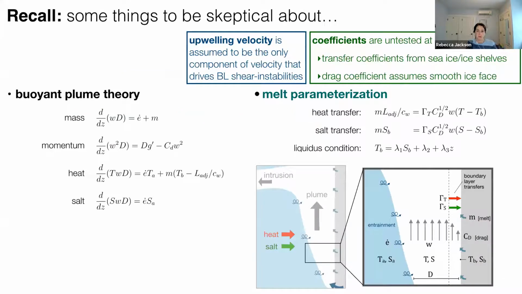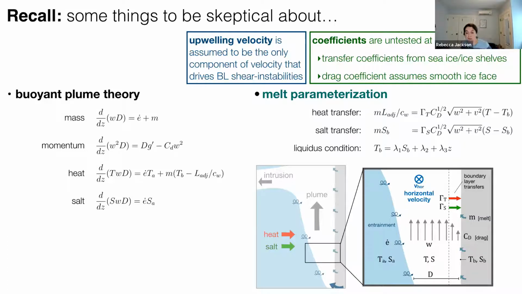And so I want to go back briefly to this slide where I talked about some of the things we should be skeptical about. One is that these coefficients are untested in these environments. There's no reason to trust that they're the right values when they've been derived at horizontal ocean-ice interfaces. And second is that we're assuming that the only velocity that can drive melt is this upwelling velocity. What I want to try to do here is play with the coefficient values, but also play with adding other components of the velocity, like a horizontal velocity field that could enhance turbulent transfer across the boundary.